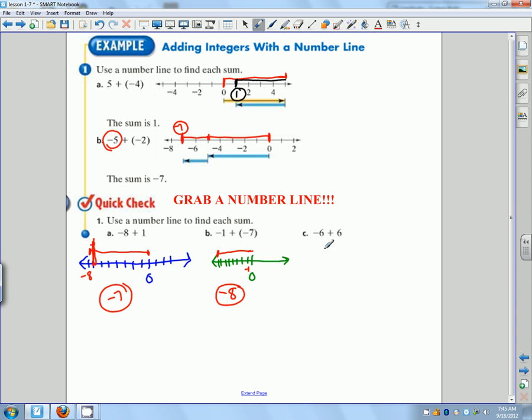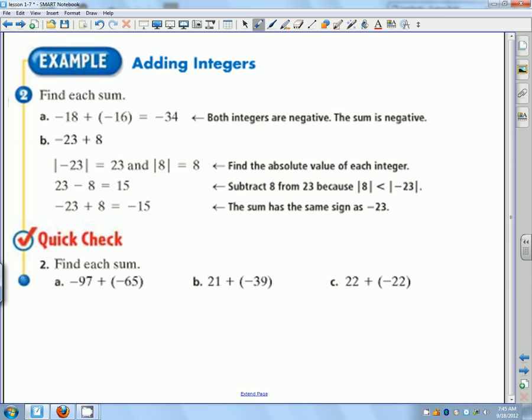Now here's the last one. Negative 6 plus 6. So if I draw a number line, I'm going to start at 0. I'm going to go from 0 to negative 6, and then I'm going to add 6, so I go back to 0, so my answer is 0. All right, adding integers. So now use the rules and try these 3 problems, and then we will go over them. Push pause if you need to.